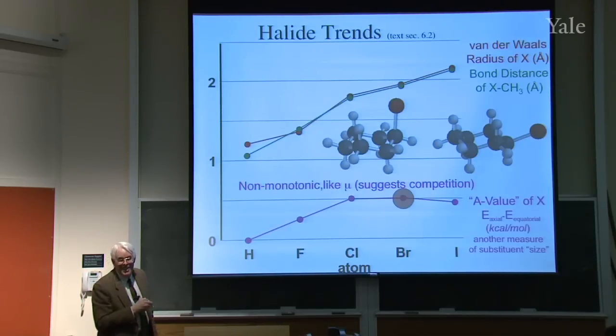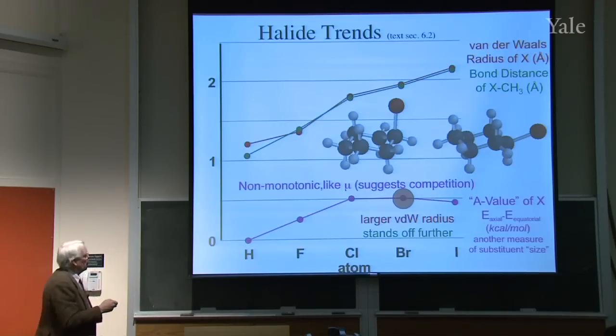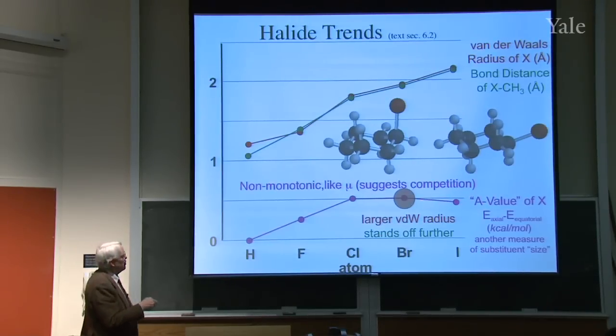What happened? The atom gets bigger, not shown to scale, but the bond gets longer, right? So you have a larger van der Waals radius, but it stands off further. So it's not so dramatic, the difference.